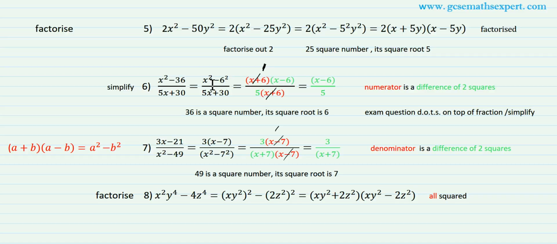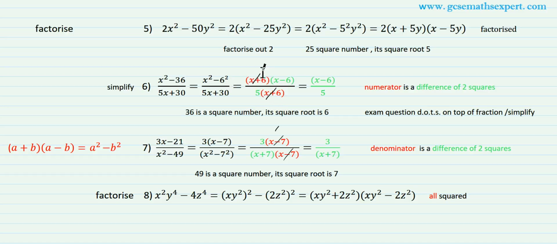On the top you write it as a difference of 2 squares. The numerator, the top number, is a difference of 2 squares. So this will be x plus 6 times x minus 6, and on the bottom you'll have 5 times x plus 6.